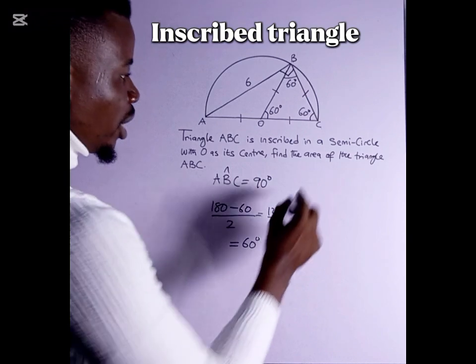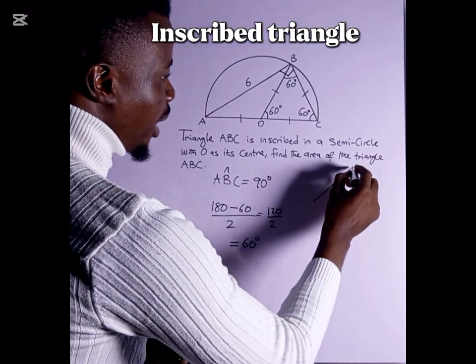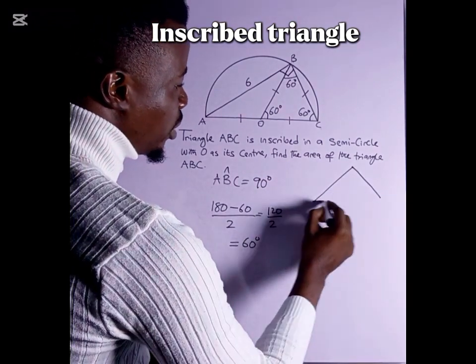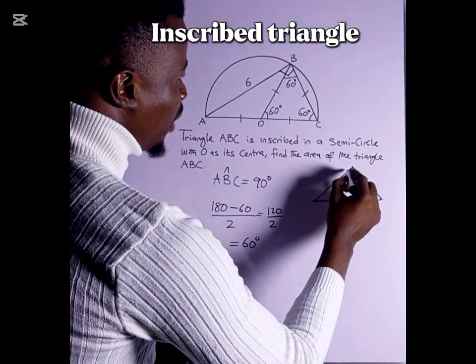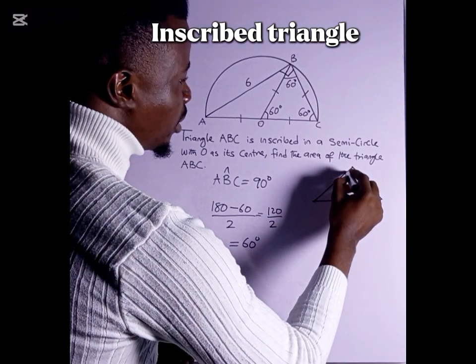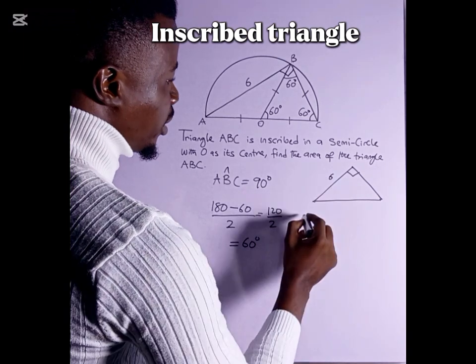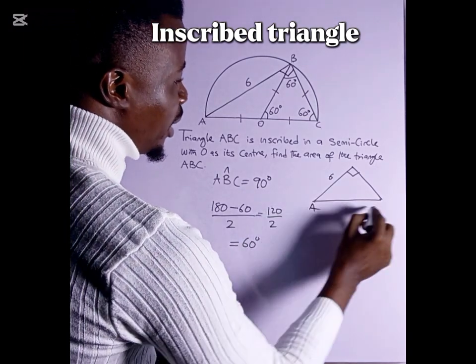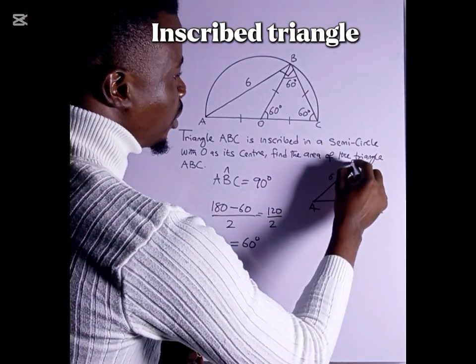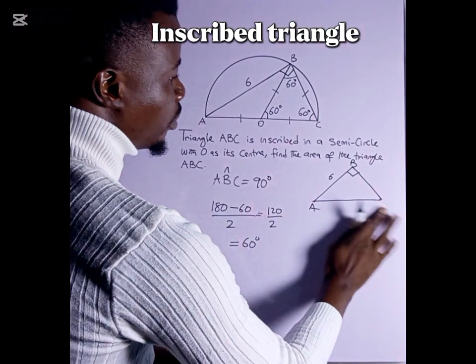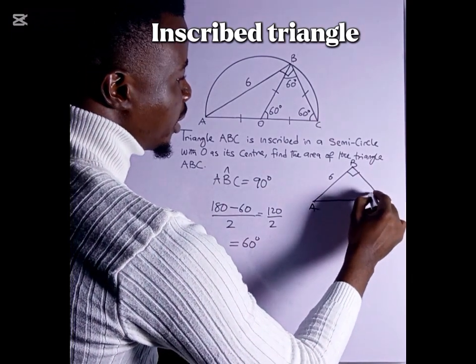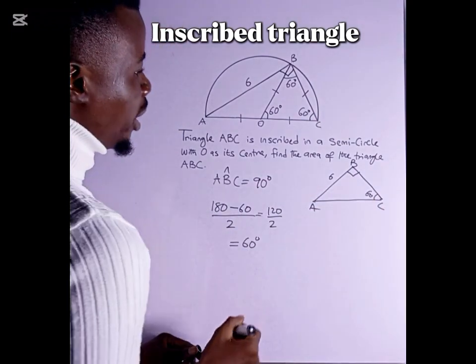So not to confuse ourselves, we can bring the triangle out like this. This is the triangle, something like this. Now you have angle 90 here. Let's focus on angle 90. You have your 6 here, and we want to calculate AC, and you have your angle here, 60. Now, how do we calculate it?